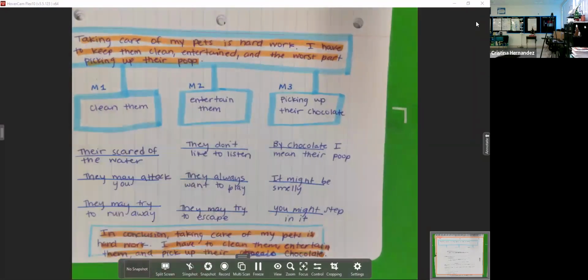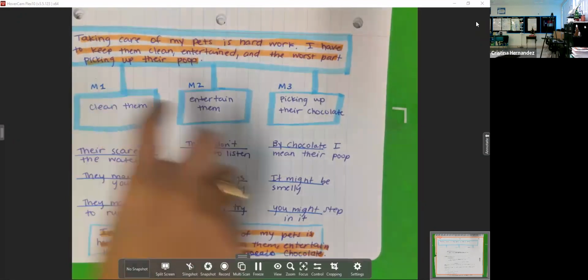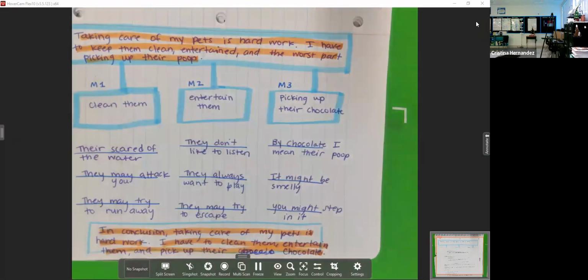The hard part for y'all, I know, is going to be making this into a sentence. And how do I start my paragraph? So I'm going to show y'all how to do that with what we got here. Well, we have our ideas here. We just have to create sentences and paragraphs.